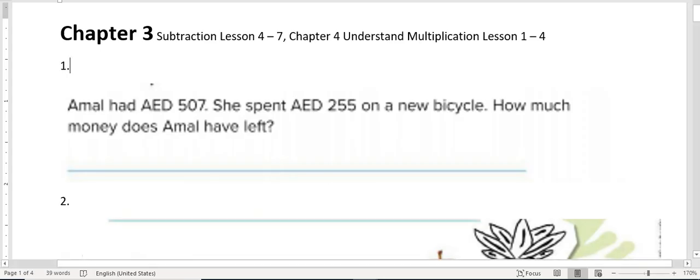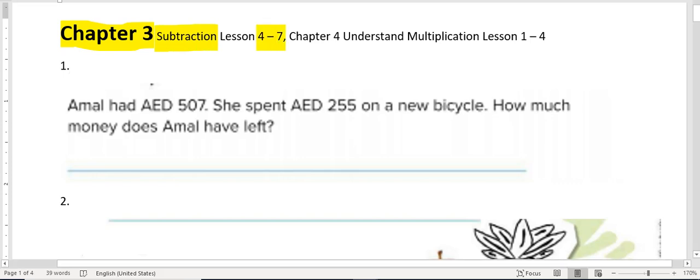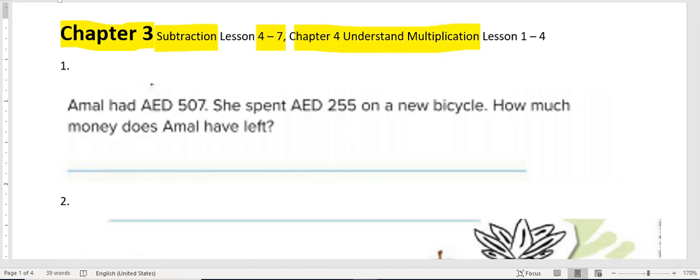Hello everyone. Today I want to put you through exam revision questions. There are 10 questions here from chapter 3, Subtraction, looking at lesson 4 to 7, and from chapter 4, Understand Multiplication, lesson 1 to 4.